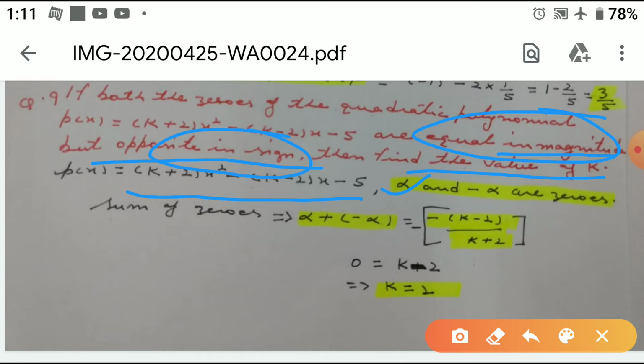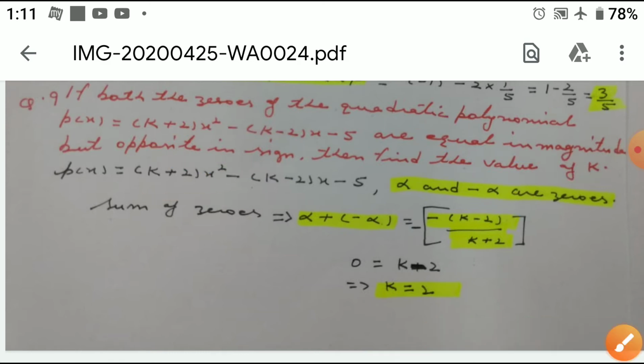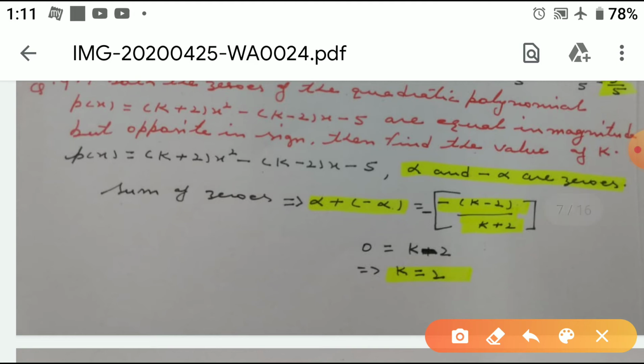another is equal in magnitude. So another is alpha but opposite in sign. So it means the sign means here minus 1. So we have two zeros, alpha and minus alpha. Clear? Now simple, sum of zeros is alpha plus minus alpha is minus b upon a.